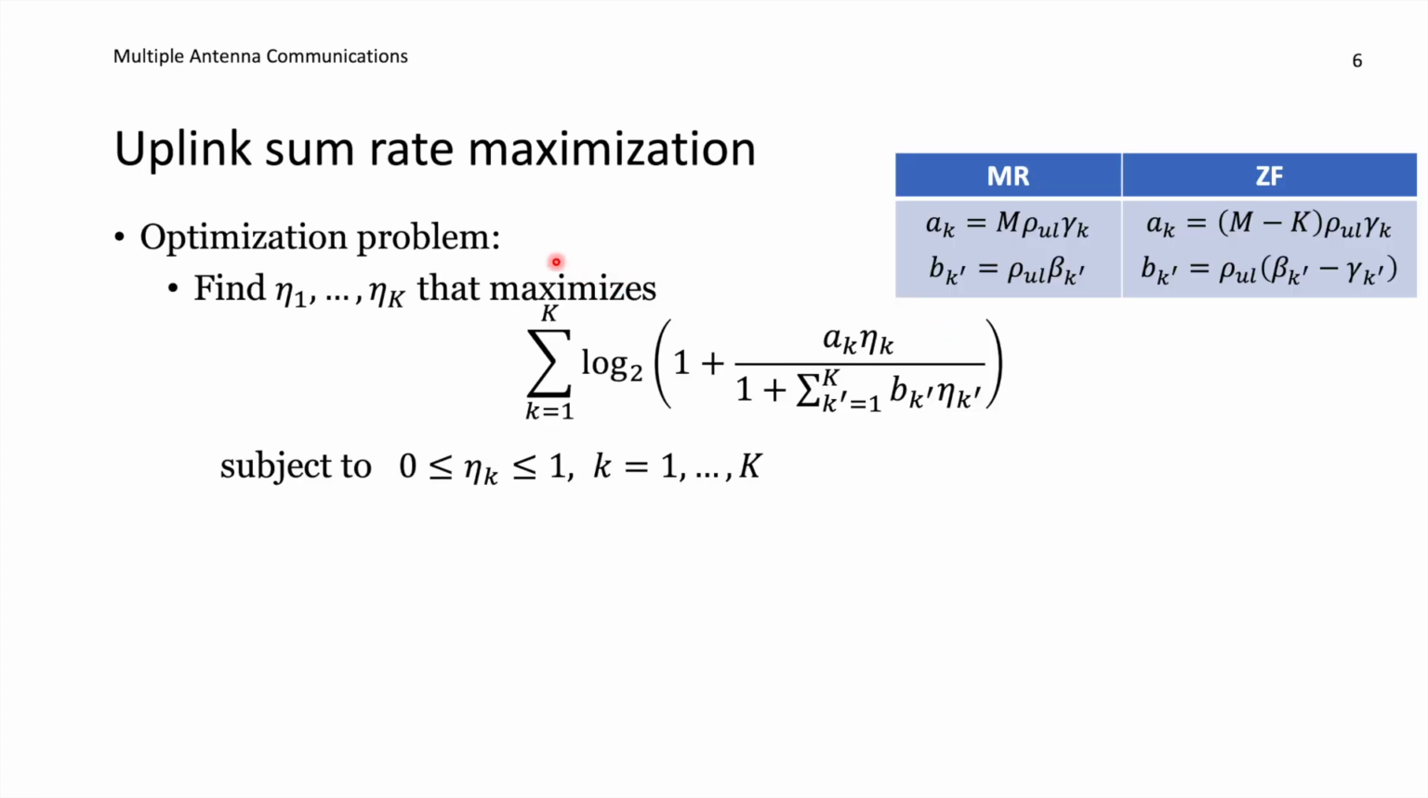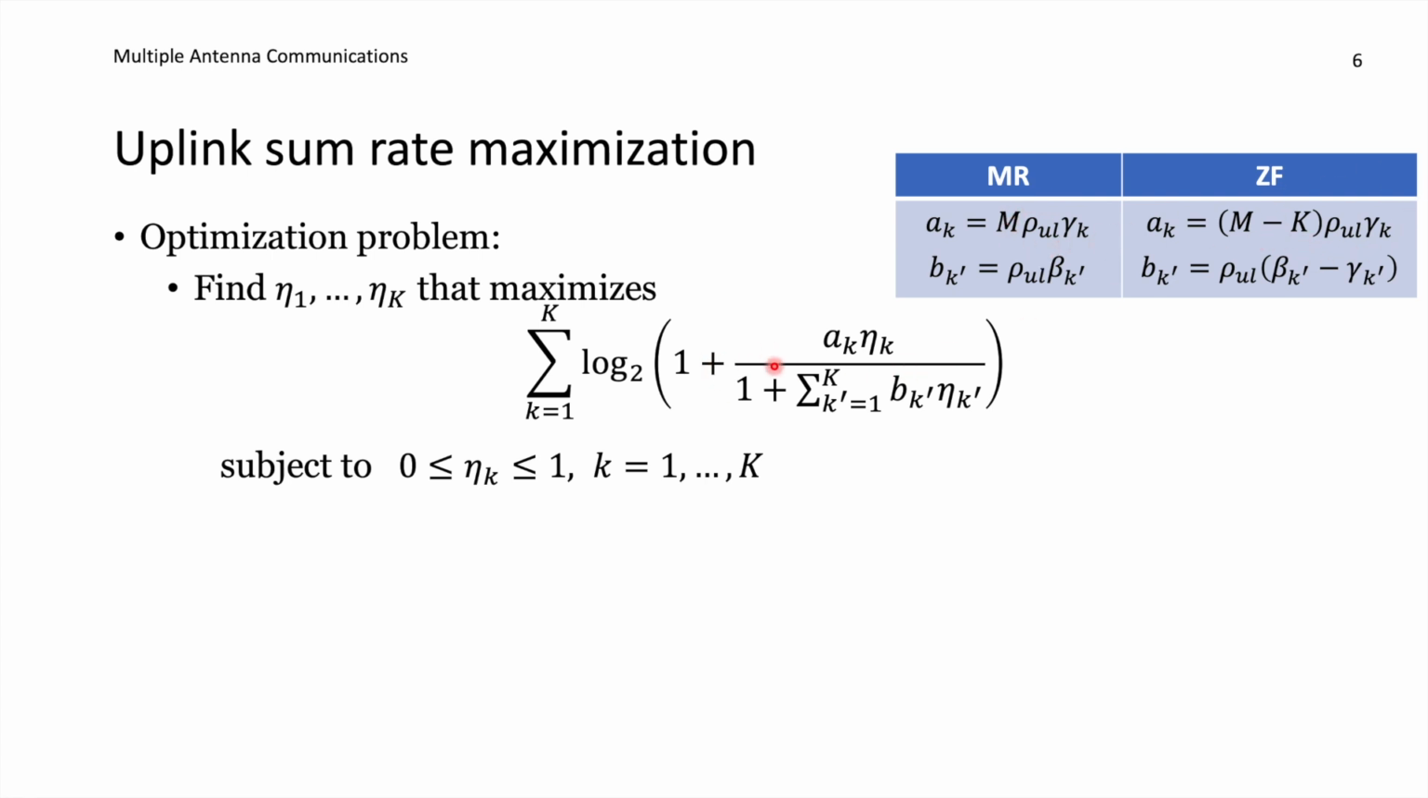So in the uplink, the sum rate maximization problem looks similar. We still would like to select eta 1 to eta K so that it maximizes the sum rate, which is the sum of the users. There is a log 2 of 1 plus the effective SINR. But in the uplink, the effective SINR is slightly different. So in the numerator, we have AK times eta k, so it looks the same as before, but AK has slightly different expressions for maximum ratio and zero forcing. In particular, we have rho uplink instead of rho downlink.